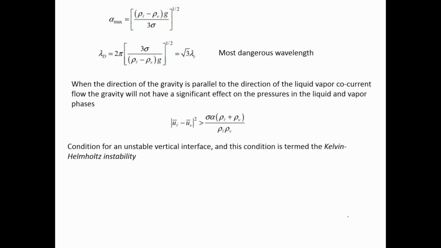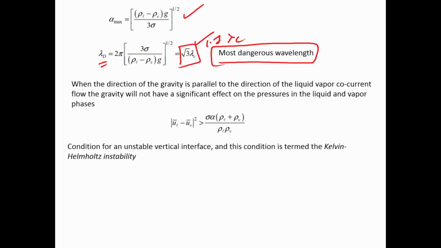Also we can define something called, see the right hand side, you can also maximize it. So, you get a maximum alpha and then you get a lambda d, which is called the most dangerous wavelength, basically the wavelength that grows the fastest. That is actually root over 3, approximately 1.7 of lambda c, of the critical. So, it is about 1.7 times. If you are perturbing it at that wavelength, the perturbations will grow very rapidly.